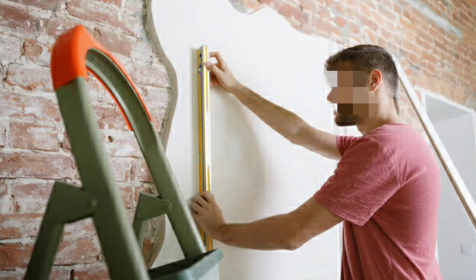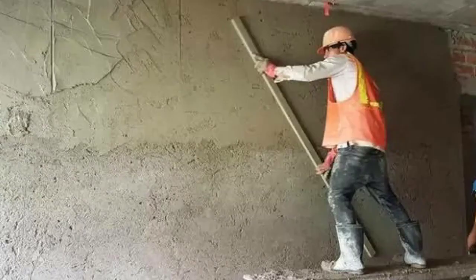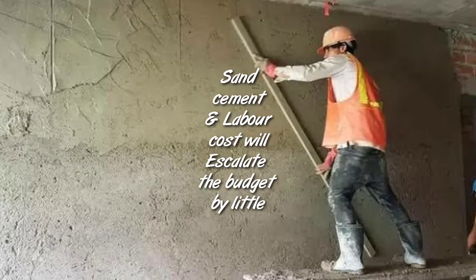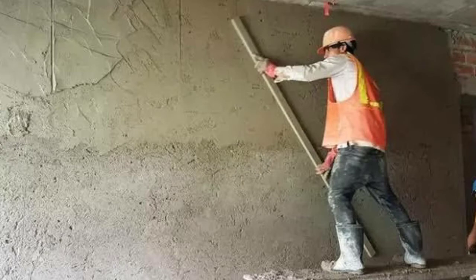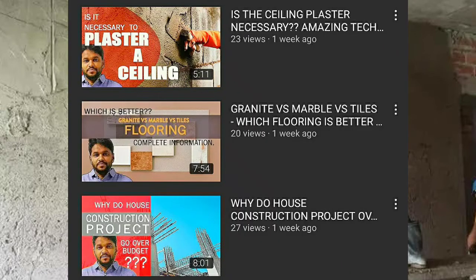because during the ceiling plaster we can maintain the 12 to 15 mm plastering thickness for the ceiling as per the standard. Increasing the plastering thickness will increase the quantity of sand, cement and labor, which will also be a main reason of escalation in the budget. To watch more about the ceiling plaster, watch my previous video. In this video I have explained the ceiling plaster in complete detail.